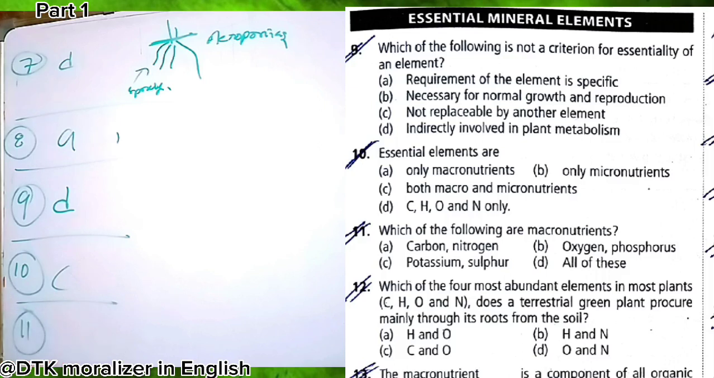Now question number 11. Which of the following are macronutrients? Carbon, nitrogen, oxygen, phosphorus, potassium, sulfur, all of these. Here, as you can see, all of these are macronutrients. In macronutrients, the elements are macronutrients which are regarded as 10 millimole or above in dry weight. Those are called as macronutrients.